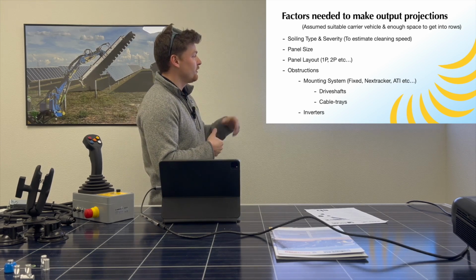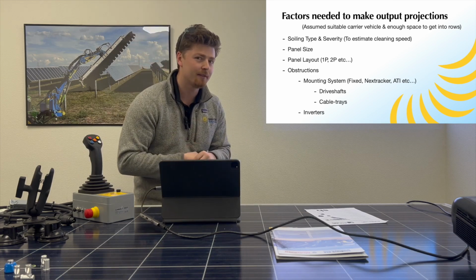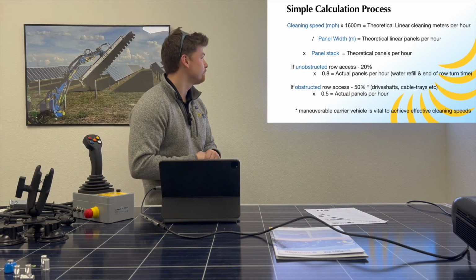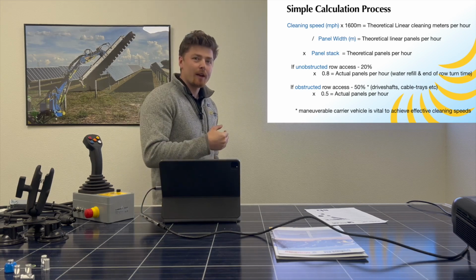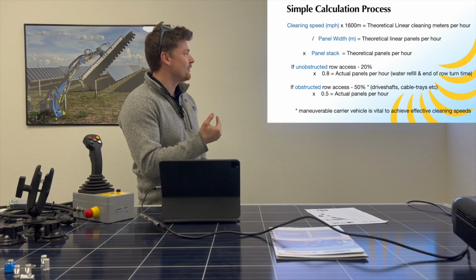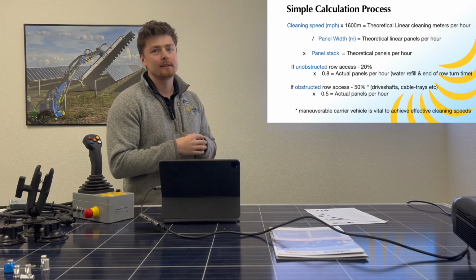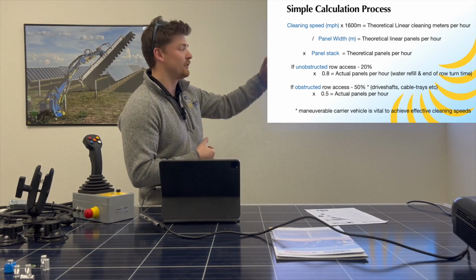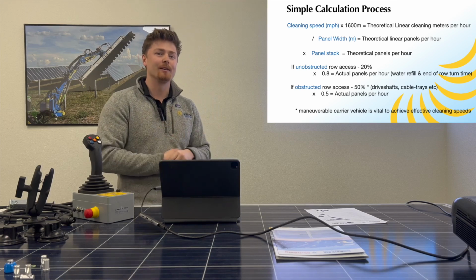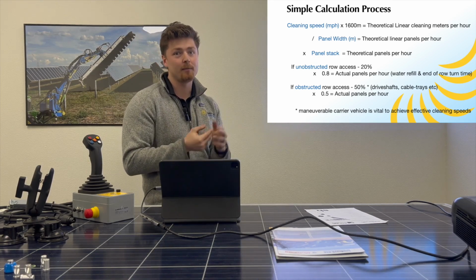So once we've got these things, we can then go to some calculation process, which I've made quite a simple one for this video. Firstly, once we know our cleaning speed, we're able to work out the theoretical cleaning meters per hour. So if you're going 1 mile an hour, you will go past about 1,600 meters, which is how many meters in a mile. You'll work out how far you've driven in that time theoretically.